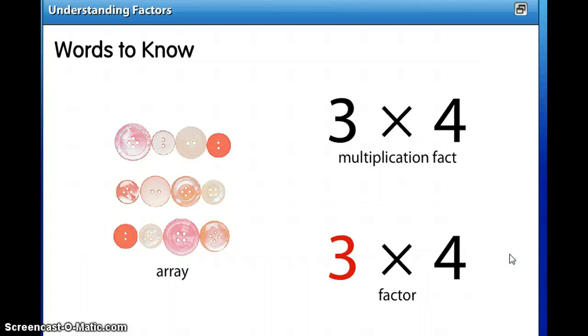How do we use an array in multiplication? Grace? We use it to help us multiply. Yeah, an array can show you a group of 3 rows with 4 in each row. That would show you the factor 3 times 4, right?